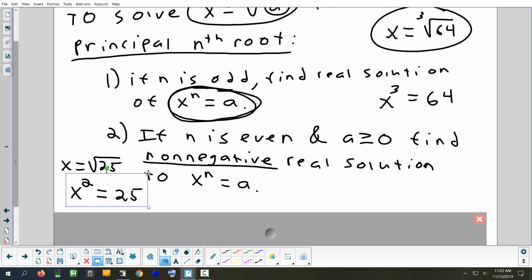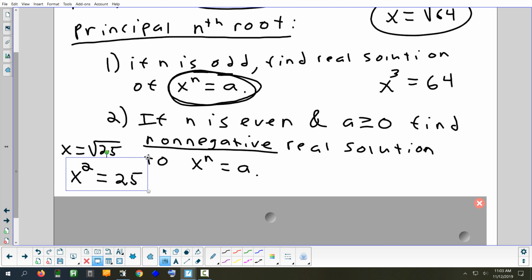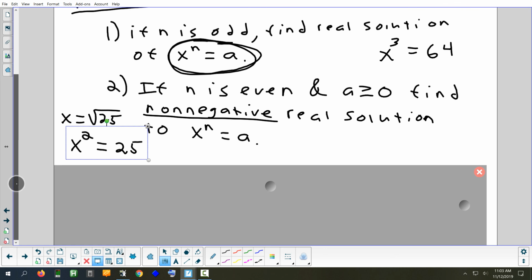So cube root, fifth root, seventh root, any odd root: positive or negative answer, fine. Even root, I only want the positive answer. And if you follow those rules, no matter which case you have, we will all only get one answer for each problem. Even if there is another answer, we'll only get one.